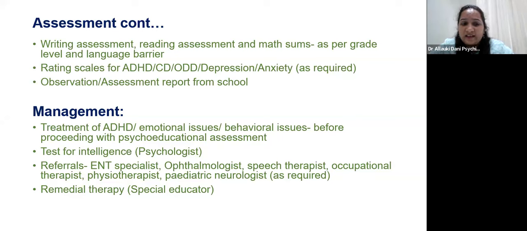In addition to that, as per the history and examination, we can give them some rating scales if required for ADHD, ODD, conduct, depression, anxiety, etc. Last but not the least, an observation or assessment report from school helps us a lot.